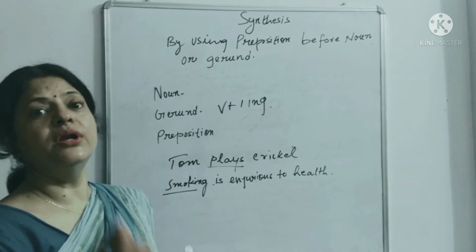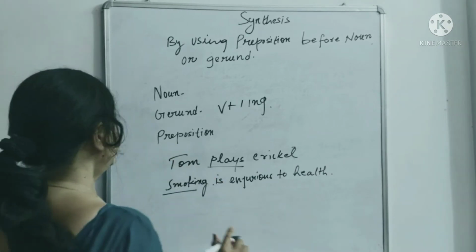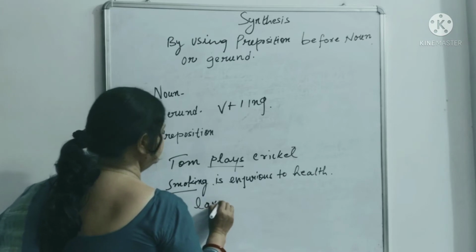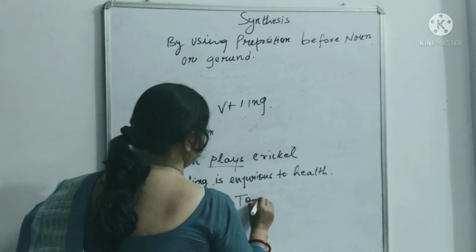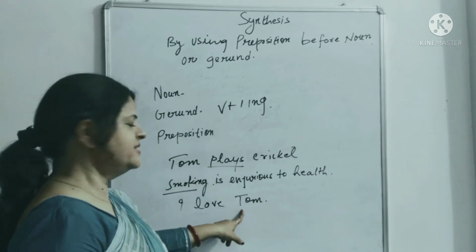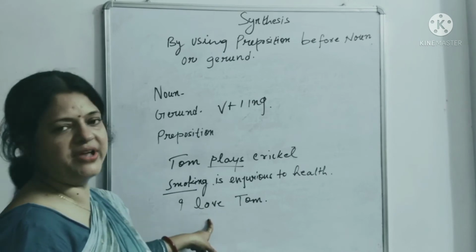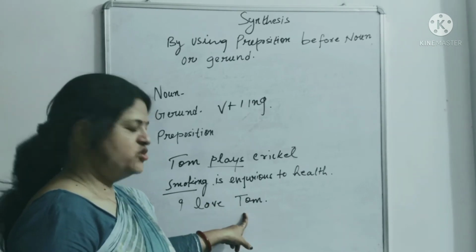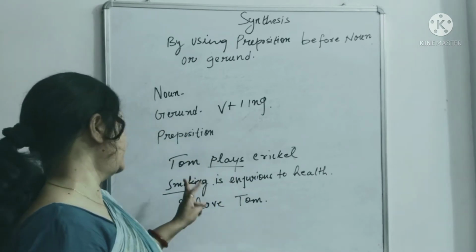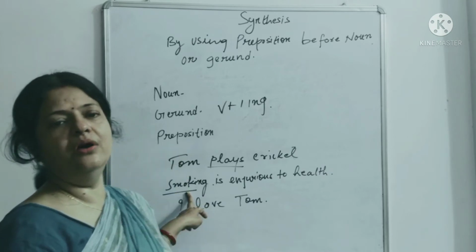स्मोकिंग करना, अब देखो नाउन जो है, if it becomes the object of some verb, like, I love Tom. So here we see this Tom, Tom is a noun. Now it has come in place of object. I is pronoun, love is verb, and Tom has come in the place of object. In the similar way, a gerund can also be an object to a verb.